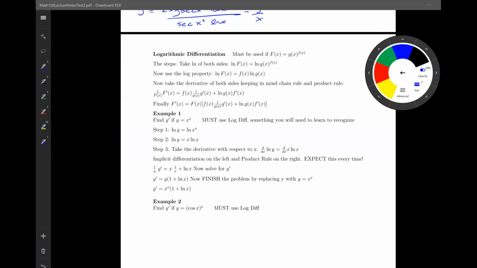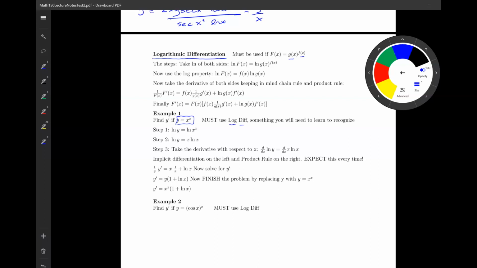All right, so we have something called logarithmic differentiation. I'm going to call it log diff. All right, so when I have a function to a function, you have no other choice but to do this. Something like y equals x to the x, you have no other choice but to use this logarithmic differentiation.